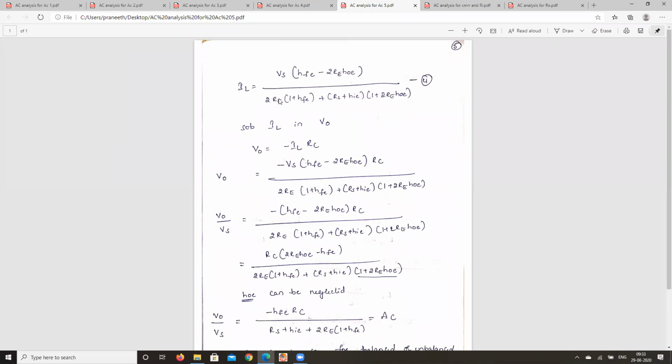Now after getting IL, we have already said that V naught equals minus IL into RC, as we wrote earlier. So now what you are going to do is substitute this IL in this. So V naught equals minus IL RC, just substitute IL over here. Your V naught expression will be like this.